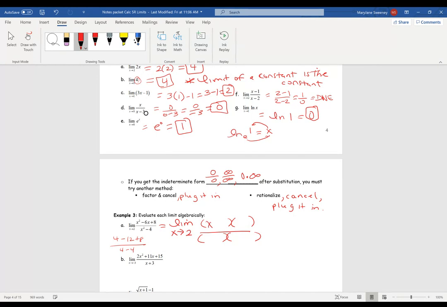So since I get the indeterminable form, I have to do the factor, cancel, plug it in. Now, you can always factor and cancel. So if you notice something will factor and cancel, you can always go to factor and cancel. Now I'm going to plug in 2 minus 4 over 2 plus 2, plugging 2 in for x. I get negative 2 over 4, or negative 1/2.